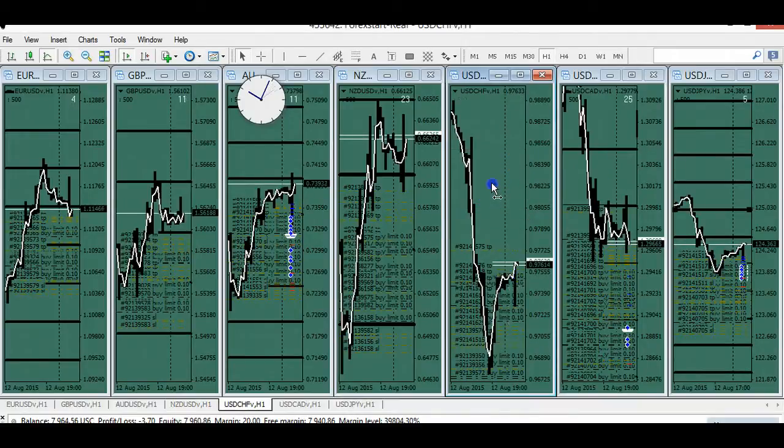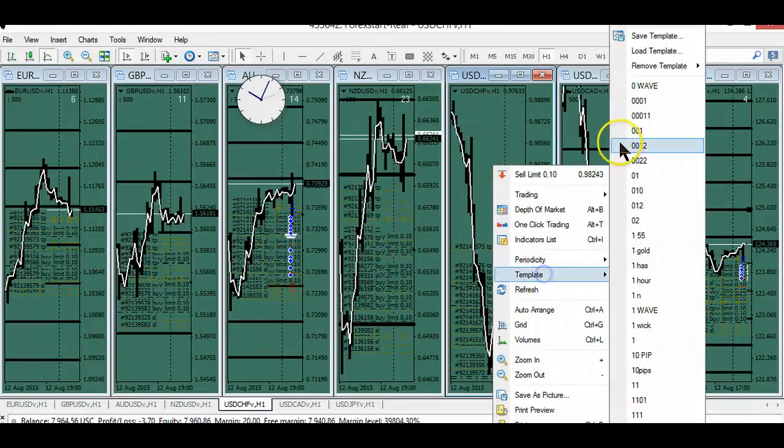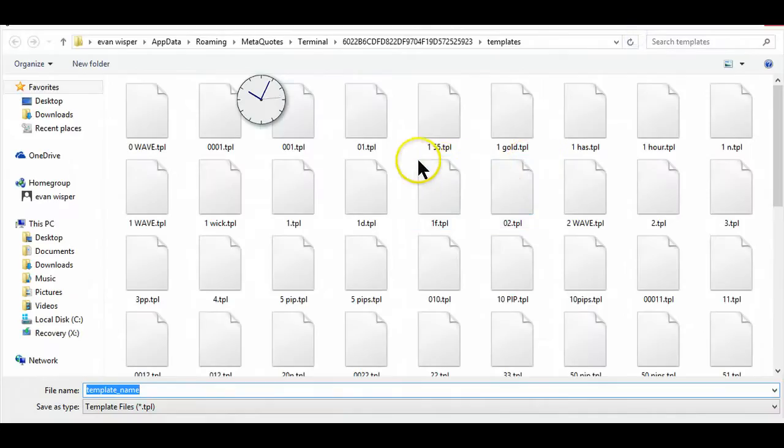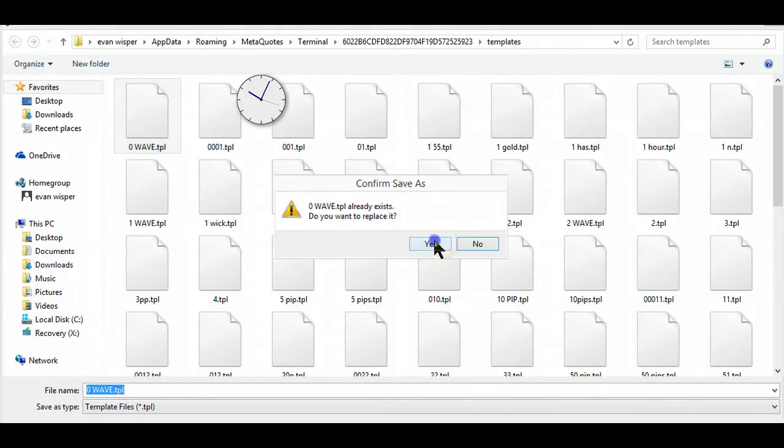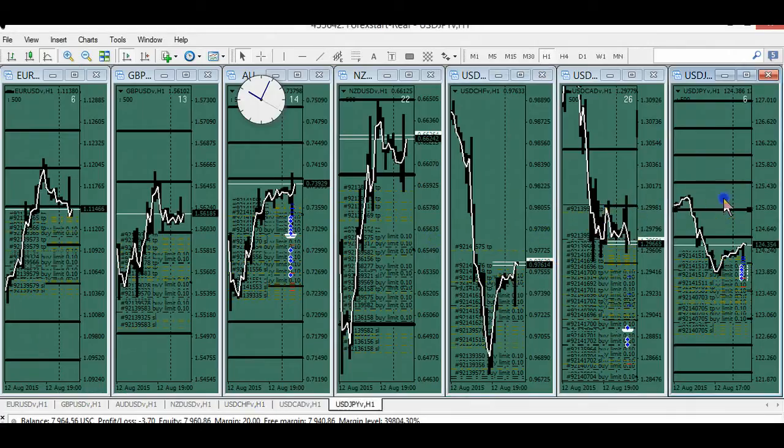Let me just save this template. Apparently I didn't put that handle in there. But that's my system, is buy low, sell high. And it's my favorite trade.